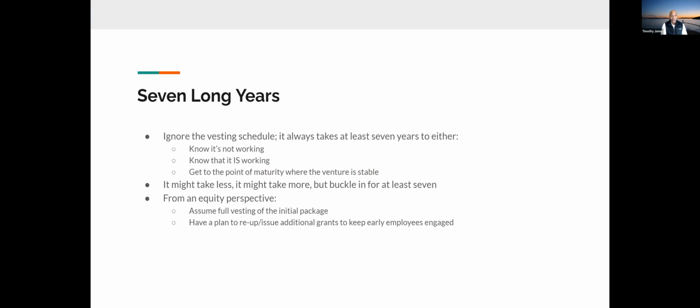As mentioned earlier, it takes 7 years to get anywhere. It might take you 7 years to know that it's not working, even if you have an operating business and customers. That's happened to me where I've had an operating business with customers and revenue and patents, and we ultimately had to sell it because it took us that long to realize it wasn't really working. It wasn't going to get to the level we wanted it to. It may take you 7 years to know that it actually is working.